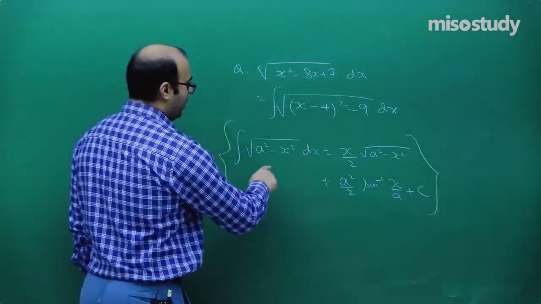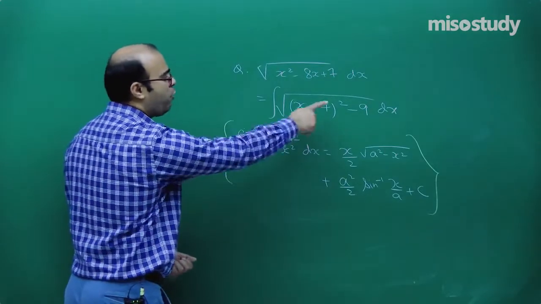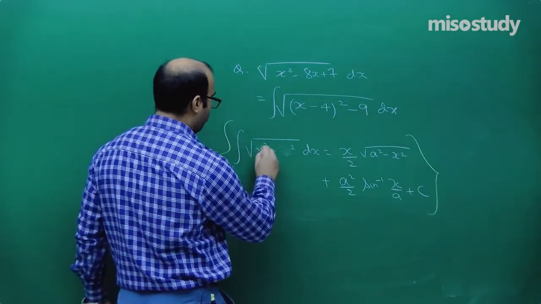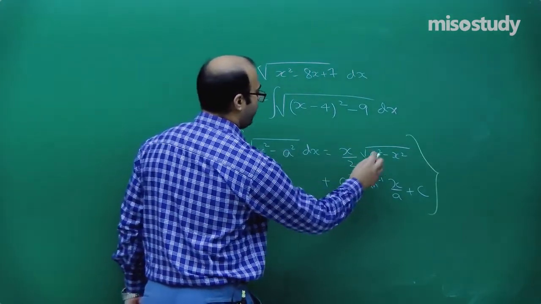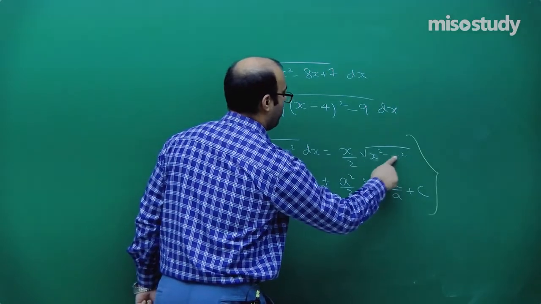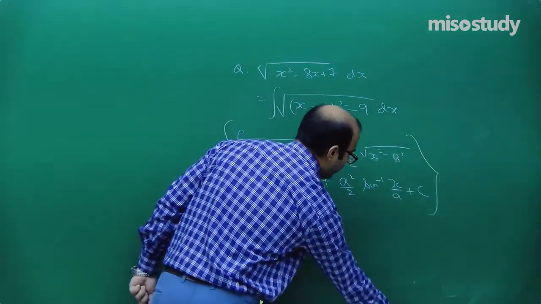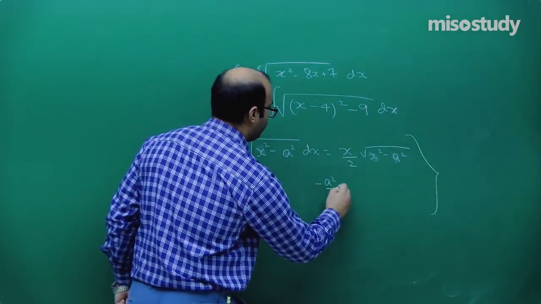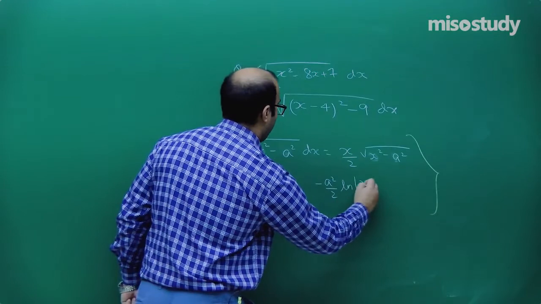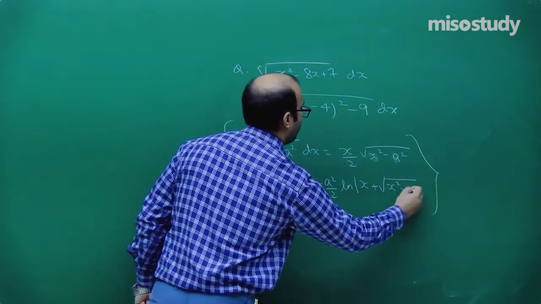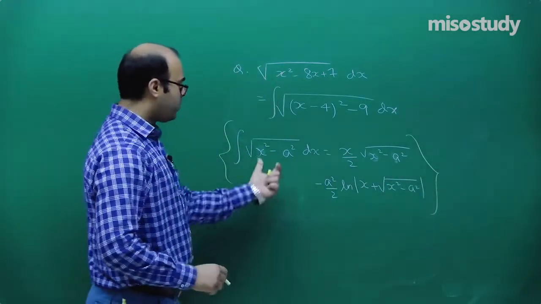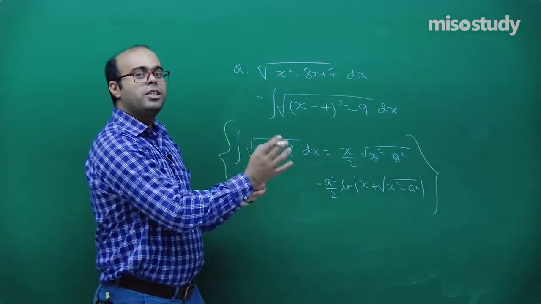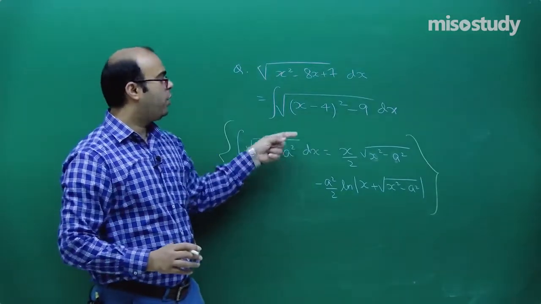So what we have here is not a square minus x square, we have to apply the formula of x square minus a square. Okay, no problem, we can remember the formula for x square minus a square also. So this will be x by 2 into root over x square minus a square, and there will be a slight change: it will become minus a square by 2 log of x plus root over x square minus a square. Okay, students? This formula also we studied earlier. Among these two formulas, which formula has to be applied here? X square minus a square.